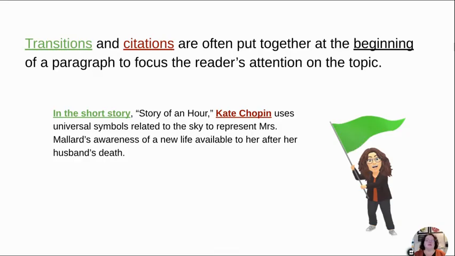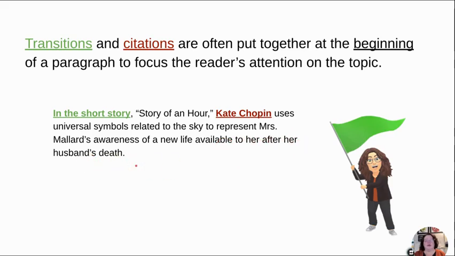First of all, transitions and citations are often put together at the beginning of a paragraph to focus your reader's attention on the topic. So if we were moving from our introduction to our first body paragraph, we might have a sentence like this that says, in the short story, Story of an Hour, Kate Chopin uses universal symbols related to the sky to represent Mrs. Mallard's awareness of a new life available to her after her husband's death.